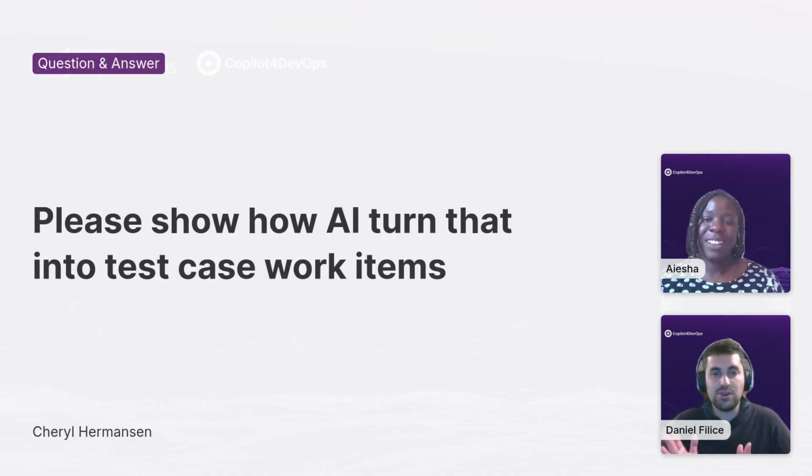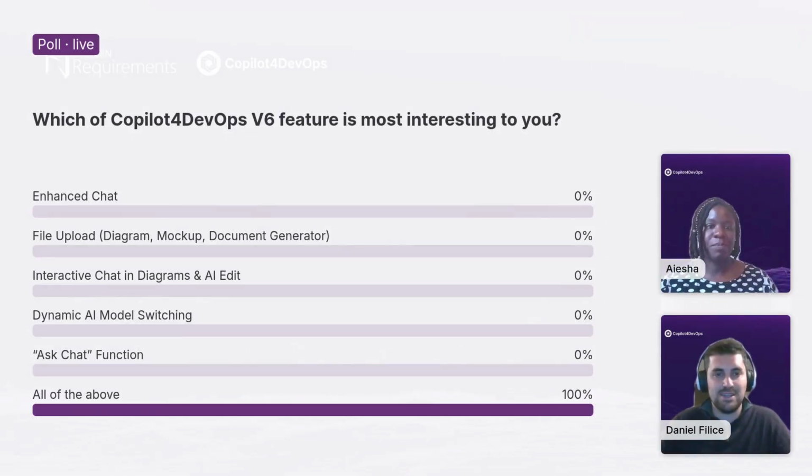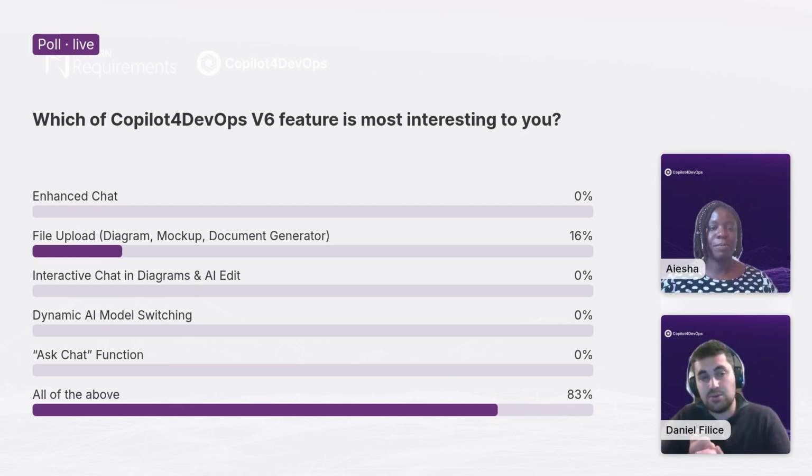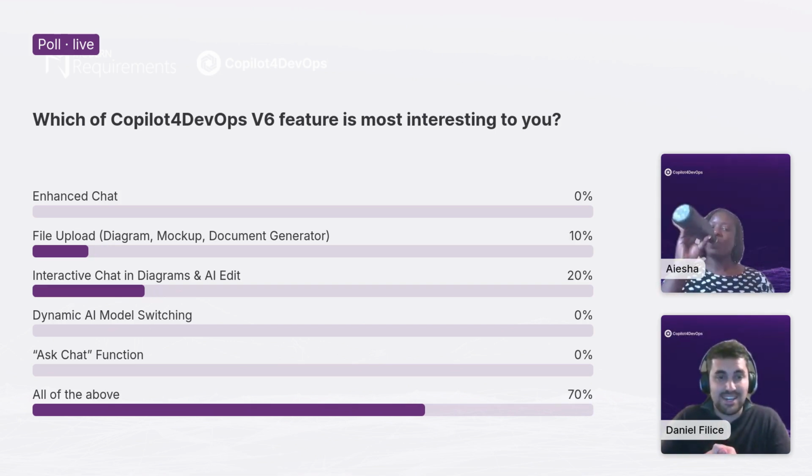So before we wrap this up and get to the Q&A, we have a little poll that we'd love for the folks on the team to interact with. Which one of the Copilot for DevOps V6 features is most interesting or important to you? Is it the enhanced chat features? Is it the ability to upload different files for diagram mockup and document generation? The interactive chat in diagrams or AI edit?